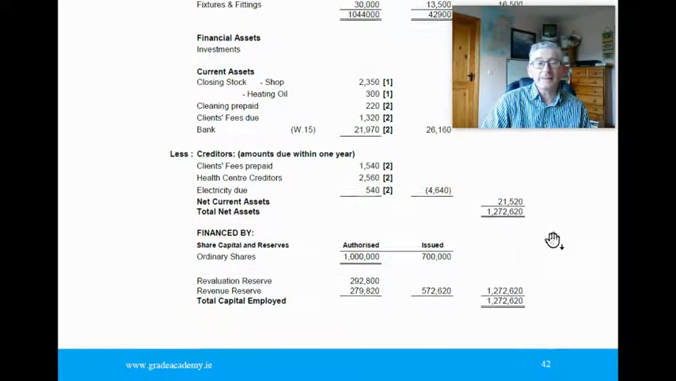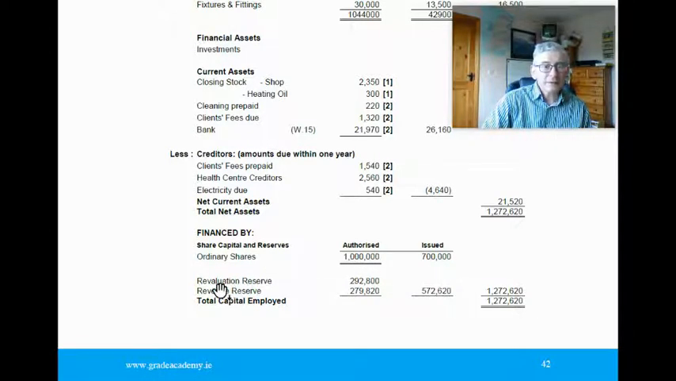In our finance by, because this is a company, we'll have share capital and reserves, and we'll show the authorised, even though it doesn't come into any calculations. So the ordinary shares are €1 million. The issued shares are 700,000.